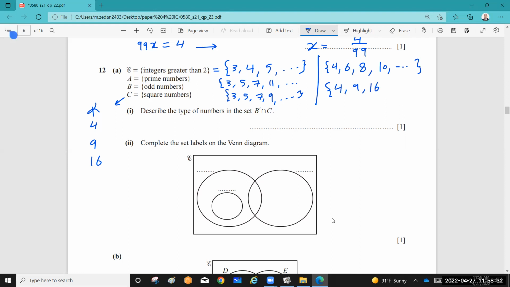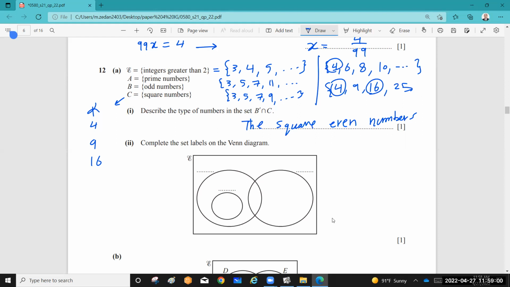4, 9, 16, 25. What type of number now? Look, the type of numbers are the square numbers that are even numbers. This is the type of numbers. This is the connection: the square even numbers.